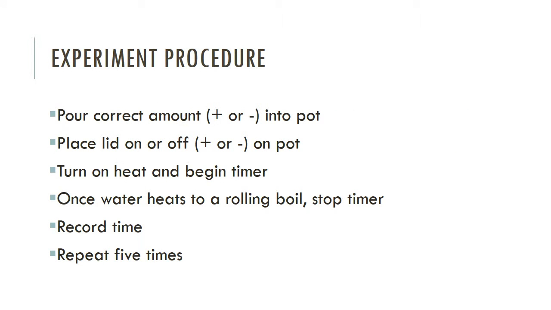For our procedure, you would look at whatever combination you were doing, pour the correct amount of water into the pot, place the lid on or off depending on the combination, then turn the heat to high and begin the timer. Once the water heats to a rolling or moderate boil, stop the timer. That was kept consistent because the same person was watching it boil every time, so they knew generally at what point to record the time. Then you record the time and repeat that 5 times for each combination.